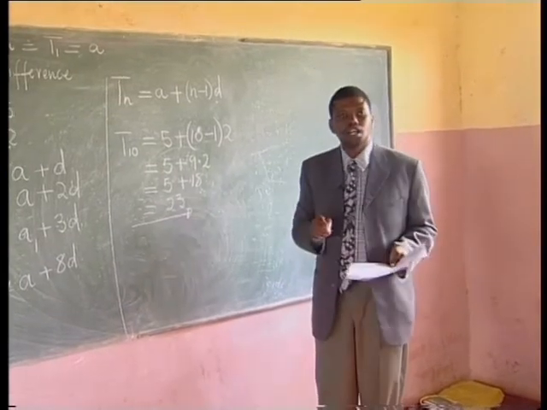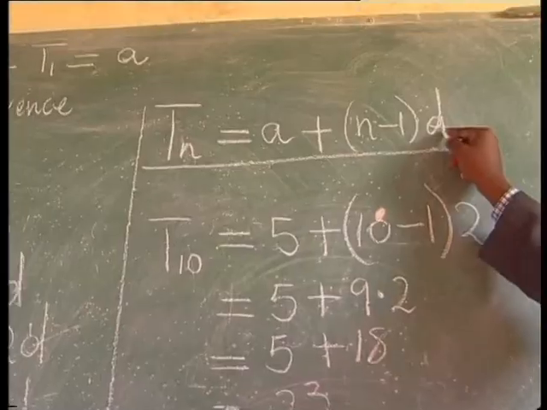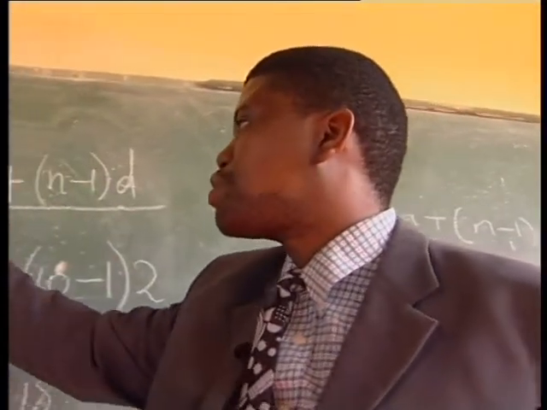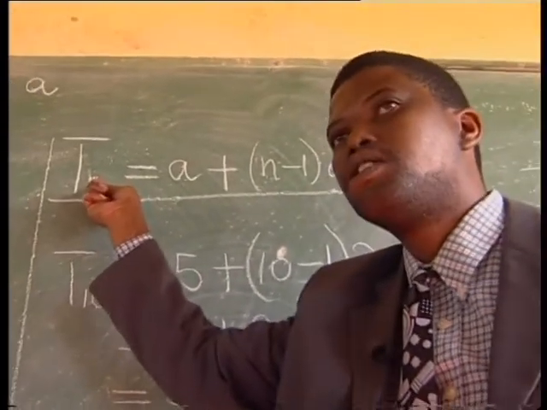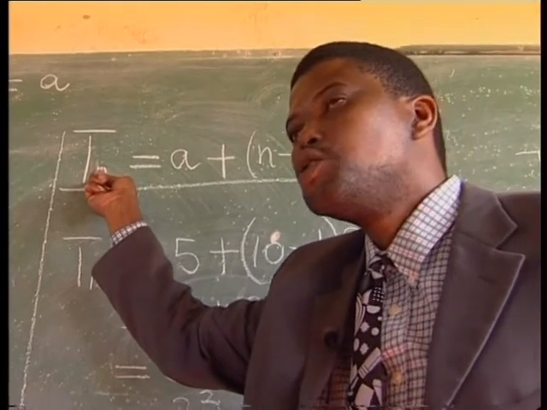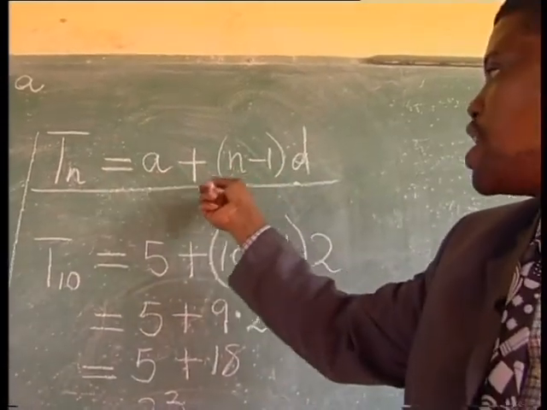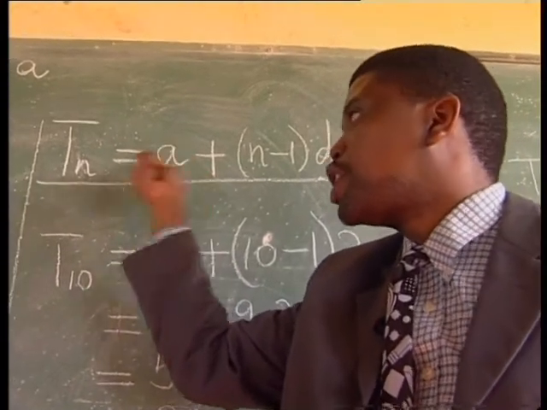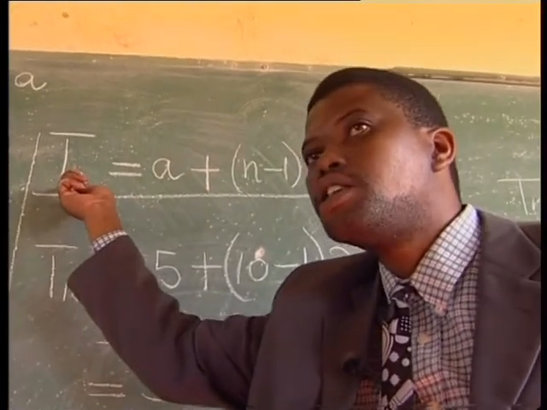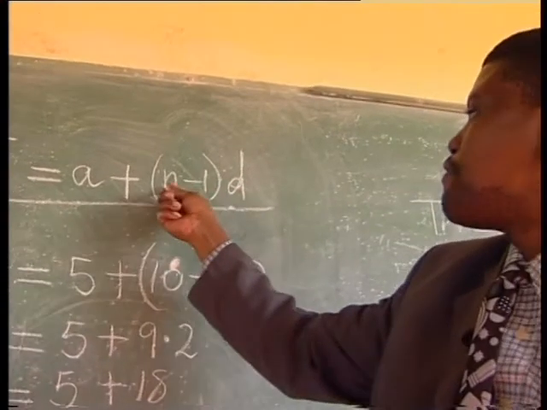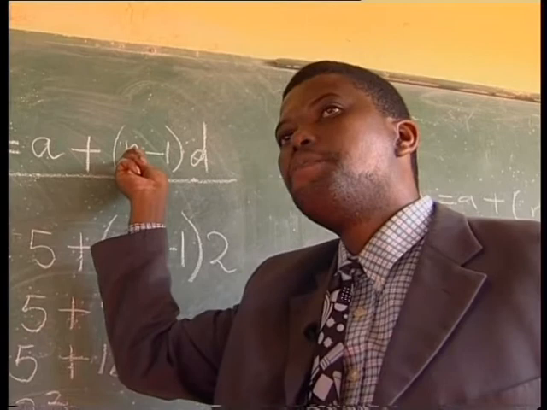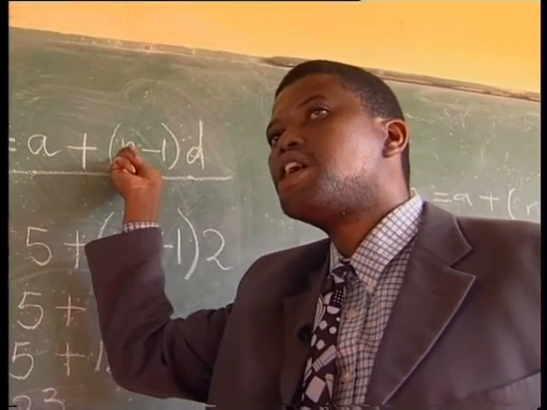So the formula works. You can use this formula if ever you want to calculate the nth term. Do you understand? You can also use this formula if you want to calculate the what? The first term, given the nth term, okay? You can also use this formula if you want to calculate the number of terms.